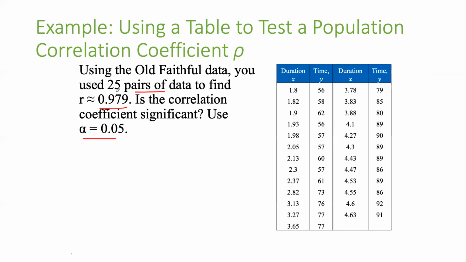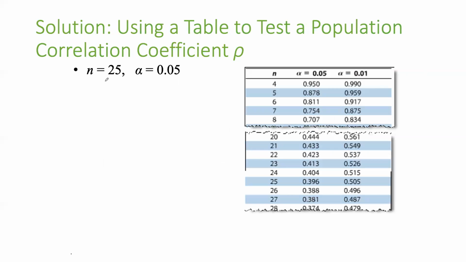So I have r, I have n, I have alpha. All I need to do is look for the critical value in my table. So how do I look for the critical value? When n is 25, look in row 25, and the column is 0.05. So I look in the first column where alpha is 0.05. And what is the critical value here? 0.396. Okay. So the critical value here is 0.396.